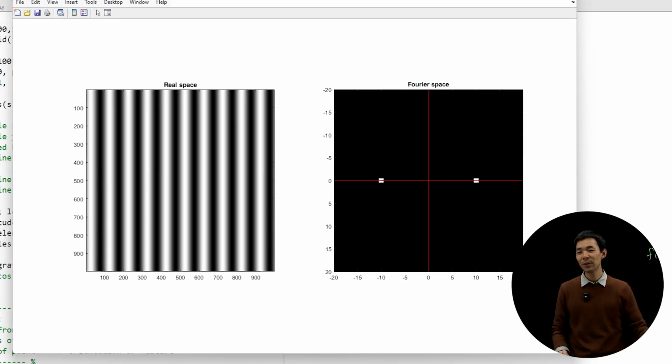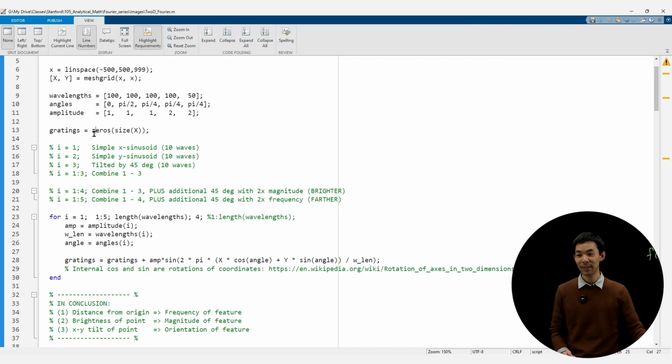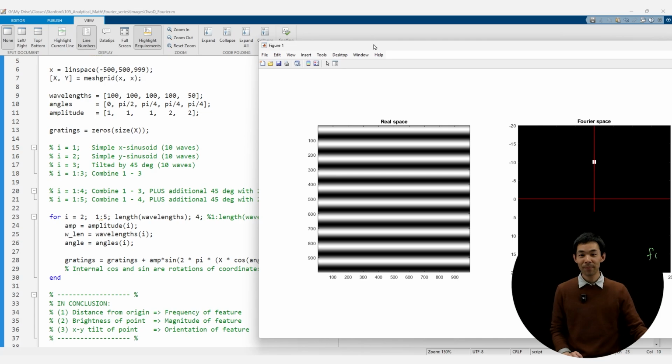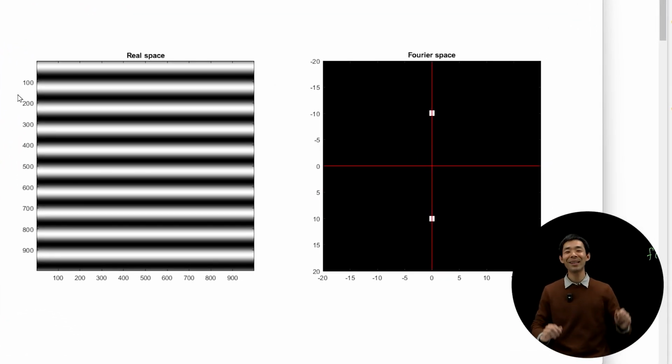So now let's suppose that I were to take this image and just rotate it by 90 degrees. So let's do that real quick. Now what we have here is the same image, just rotated by 90 degrees. It still oscillates 10 times. Now it oscillates along the y direction, not along the x.